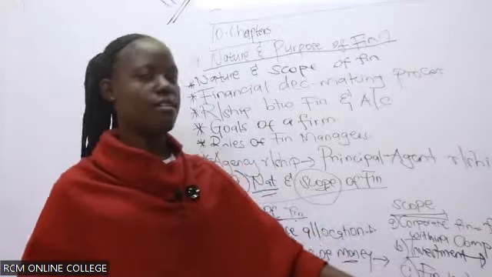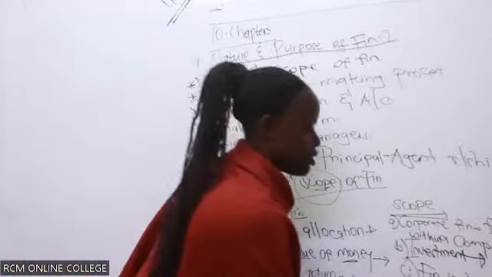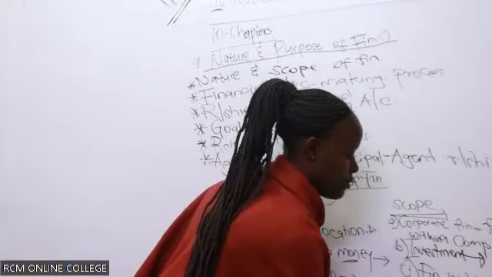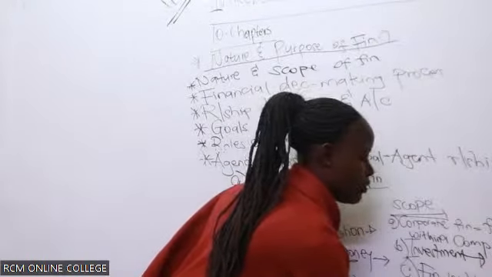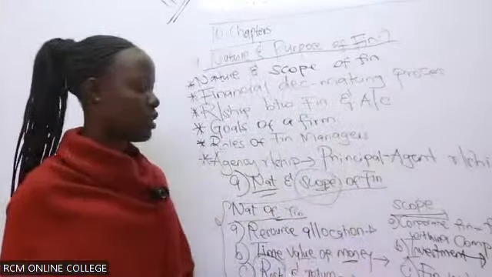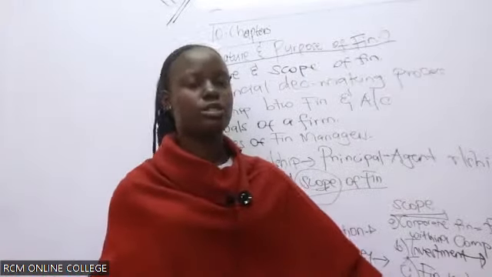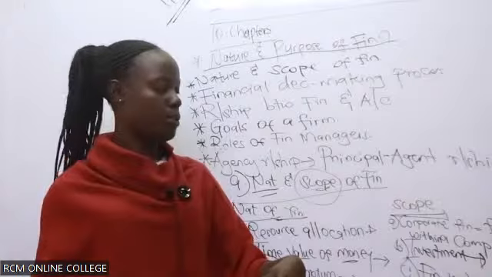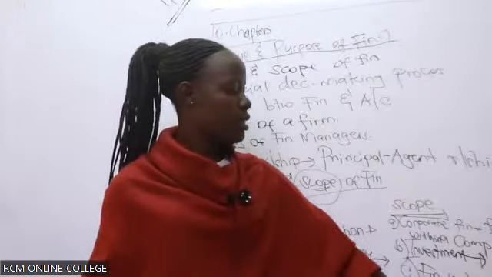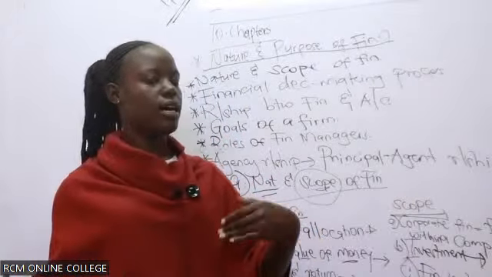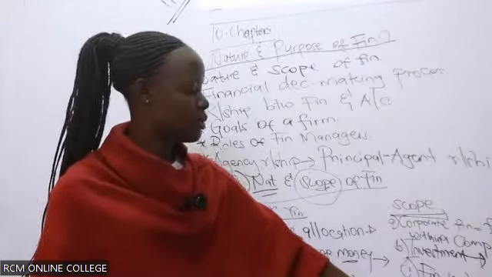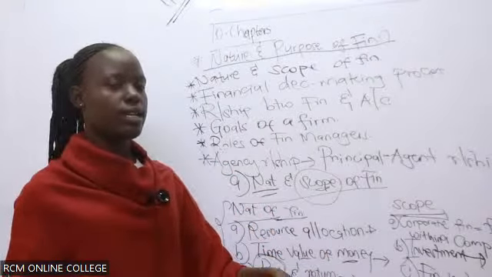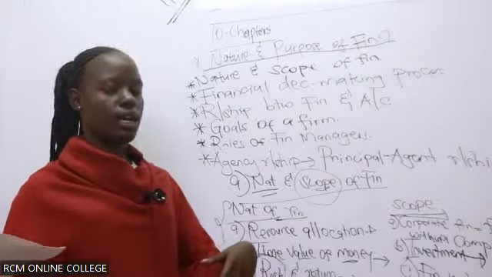We have personal finance. We can also look at international finance. These are financial decisions made on a global scope. The financial decisions that are made on a global scope.